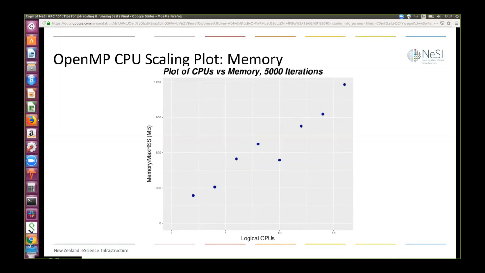Otherwise, if you want it to be completely accurate, you can do similar to what I said before, where you take the mean of the memory over the mean of the logical CPUs, and you multiply that by how many CPUs you think you're going to need, and that will give you a good estimate of how much memory you need for that many CPUs.